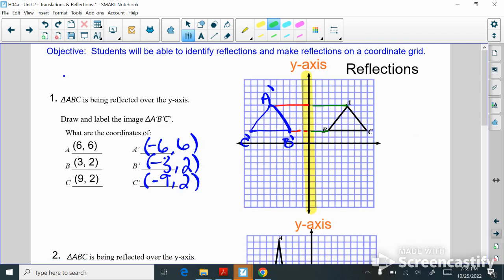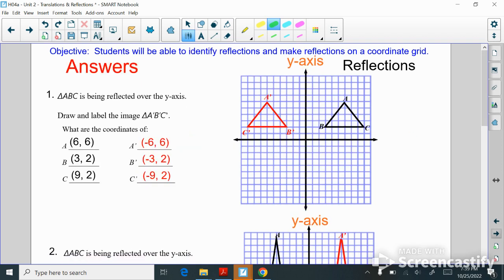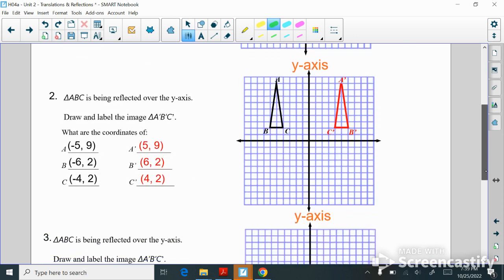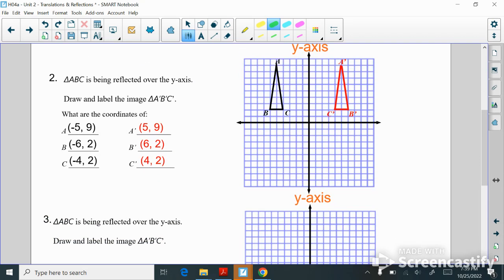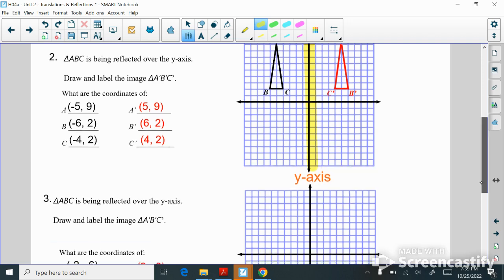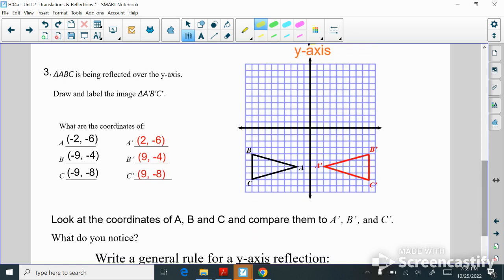If we look at the answers to reflecting over the y-axis, again, now we're reflecting this line over the y-axis, that's our central line, making sure the distance on one side is the same as the distance on the other. And same thing here.